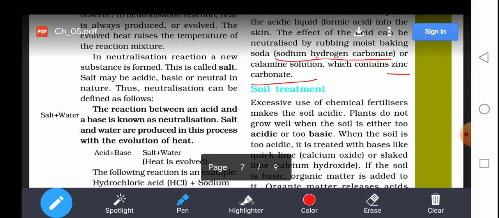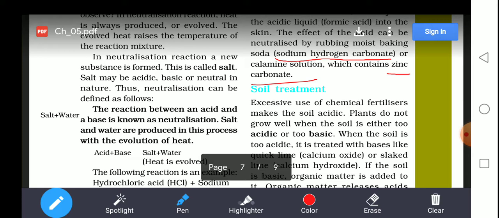In an ant bite, what acid is present? Formic acid. Then how can it be neutralized when the ant has injected it into your body? You will experience more pain. So in order to get relief from that pain, you have to apply moist baking soda, that is sodium hydrogen carbonate, you have to remember, and also zinc carbonate. This will help to relieve the pain and it will make the body neutralized.